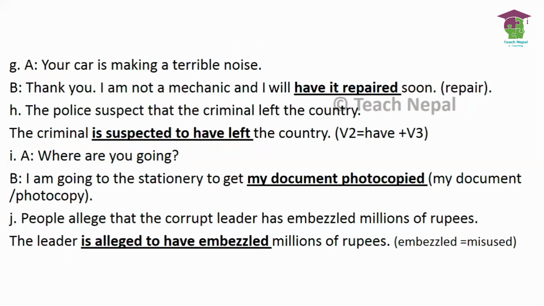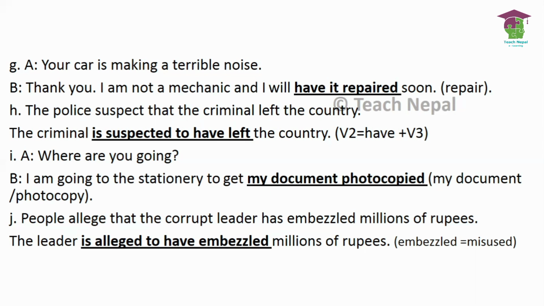Next, the police suspect that the criminal left the country. The criminal is suspected to have left the country. In such a way, Bob 2 is there. So in case of past simple sentence, we need to change it into present perfect. As is suspected to have, right? If it is about Bob 2, then we have to write have plus Bob 3. So the criminal left, so the criminal is supposed to have left. In that way you have written.